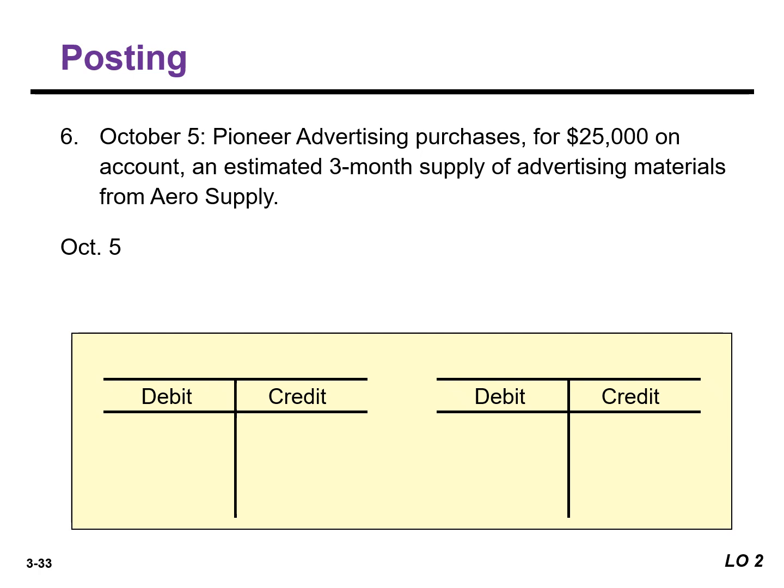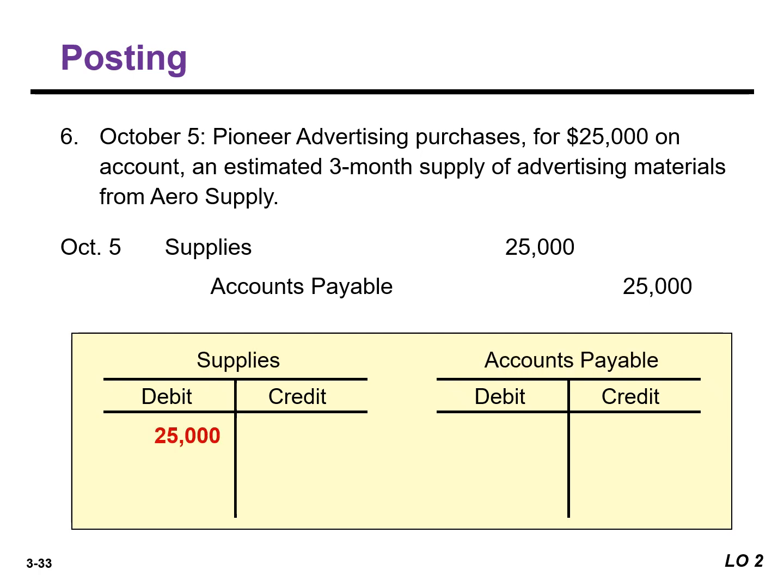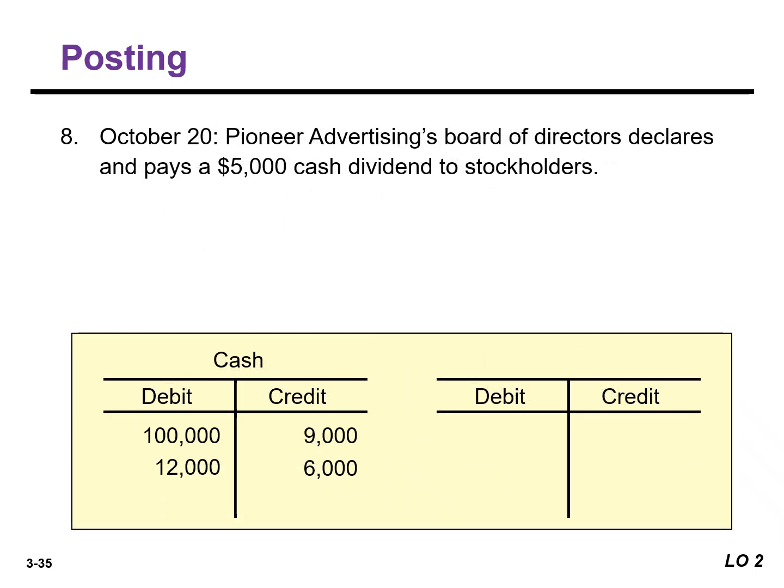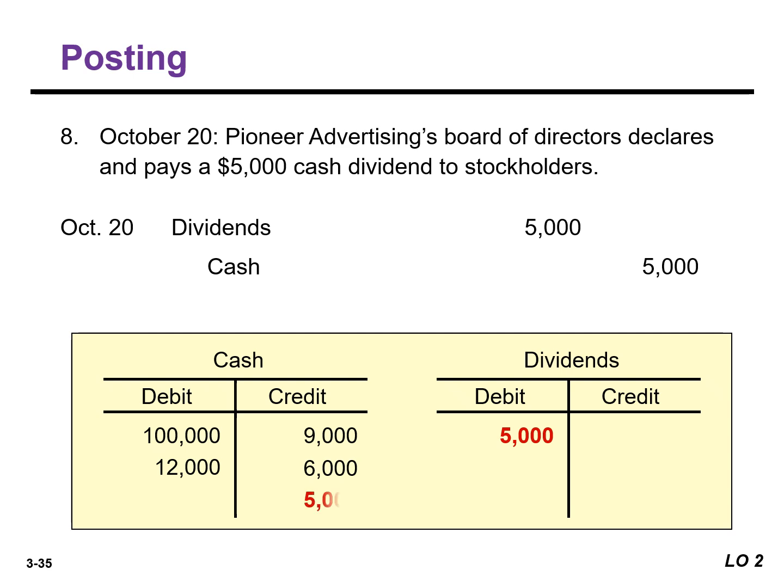We purchase $25,000 of advertising materials for 3 months. So we got $25,000 worth of supplies, and we purchased them on account, so our accounts payable increases. That's a debit. We sign a contract. We'll start work in November. Payment of $7,000 is due following the delivery of them. So nothing happened yet. We just signed the contract. We pay $5,000 cash dividends. So if we paid it, it came out of cash, and dividends went up.